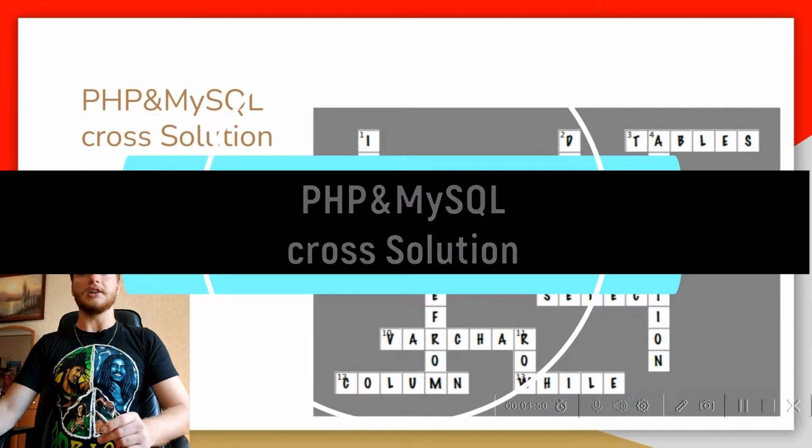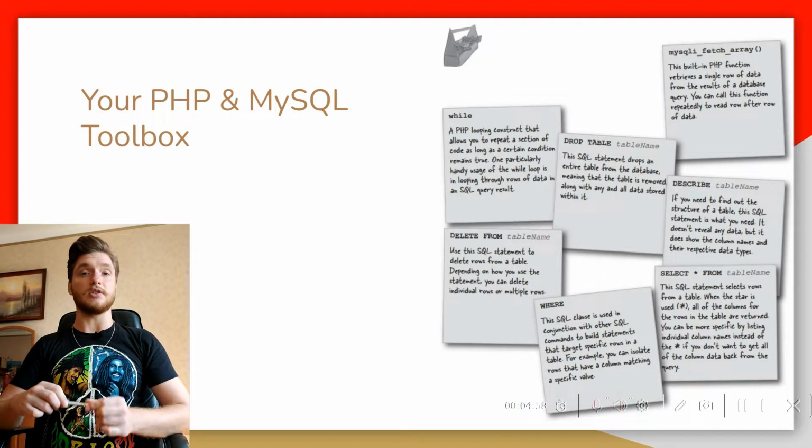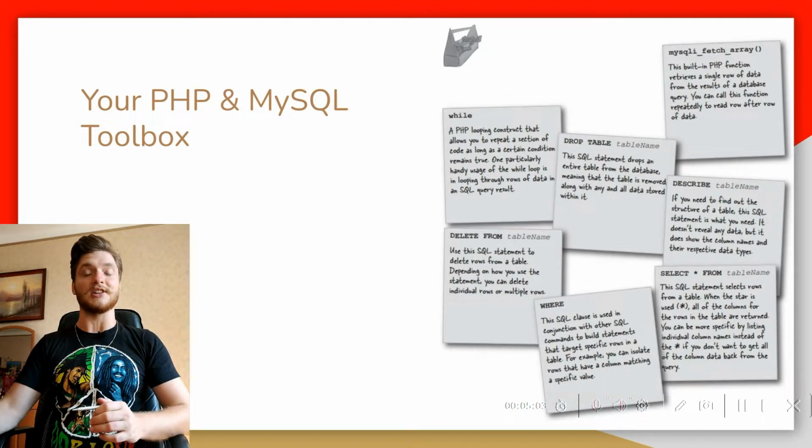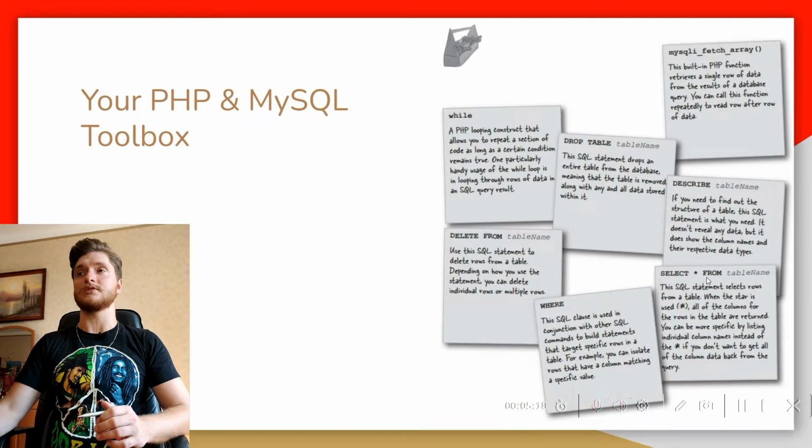And your PHP and MySQL toolbox. Not only did you help Elmer get his web application off the ground, but you also developed some valuable PHP and MySQL skills in this chapter. For instance, so what do we have? We have WHERE, DELETE FROM table name WHERE, DROP TABLE, DESCRIBE, SELECT, we start from table names, multiple maybe, and mysql_fetch_array. Okay.